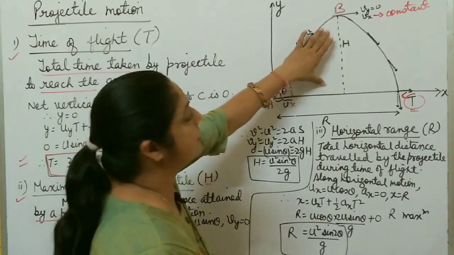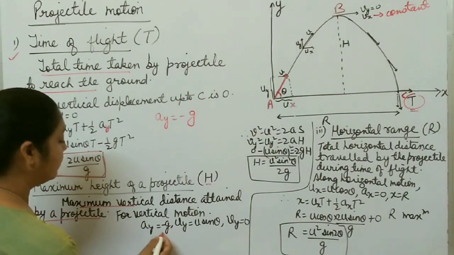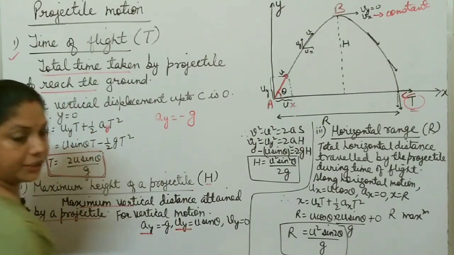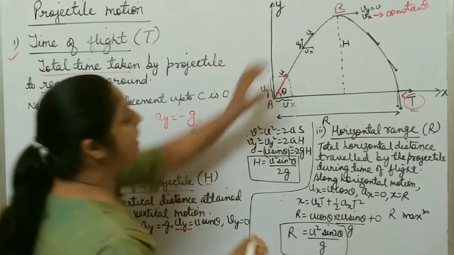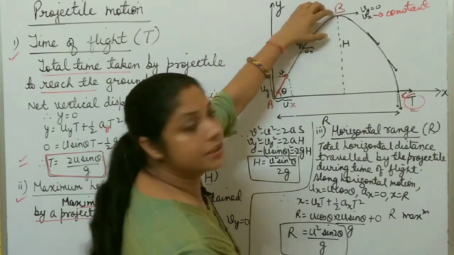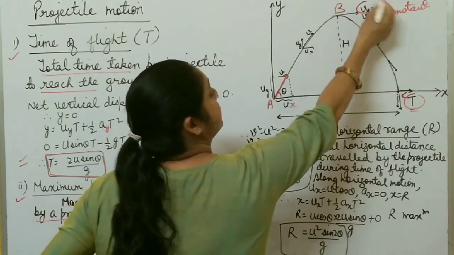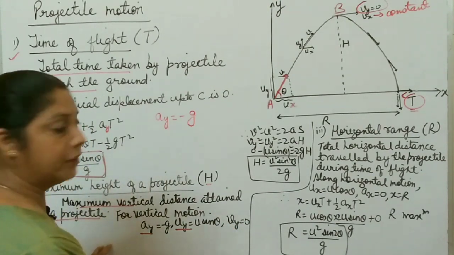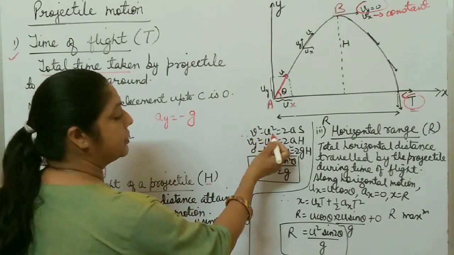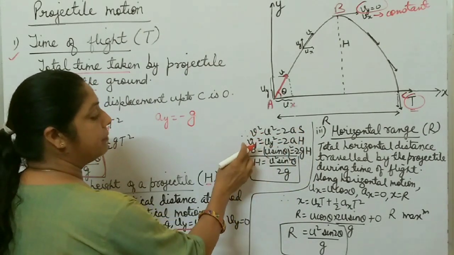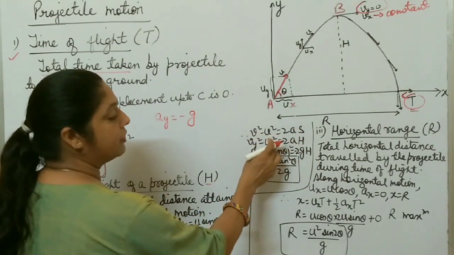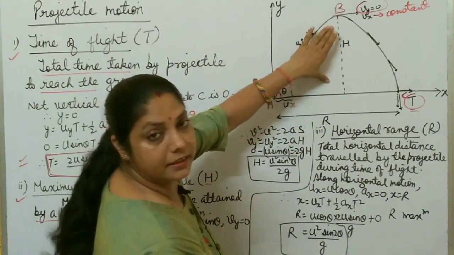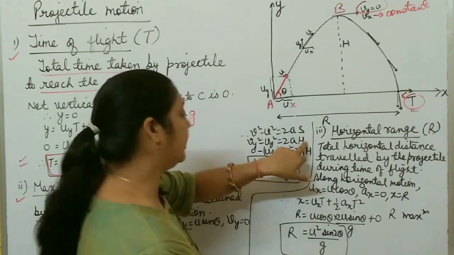Again, you are considering vertical motion. So during vertical motion, acceleration along the y direction is minus g, velocity along the y direction is u sin theta, and at maximum height, final velocity along the y direction becomes what? 0, right? So Vy equal to 0. Now using the third equation of motion, v square minus u square equal to 2as. V square means Vy square minus initial velocity uy square equal to 2a, s is the vertical distance. So here I have taken capital H.